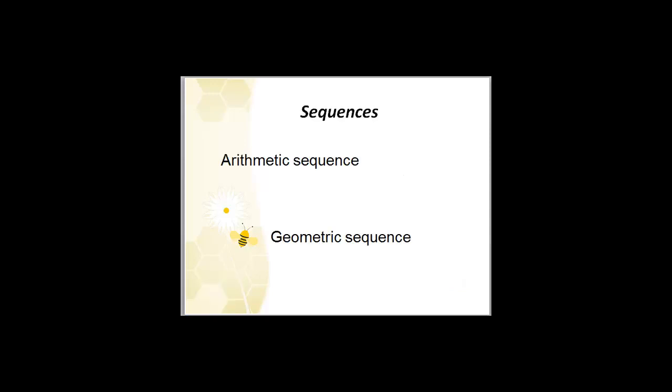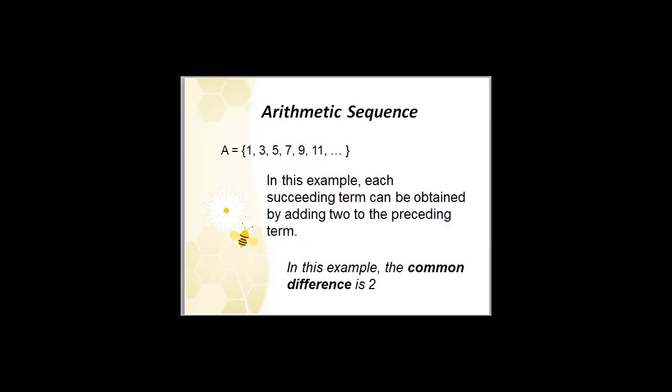Well, a particular type of pattern in which numbers, objects, letters, or geometric figures are in an ordered arrangement is called a sequence. Sequences are classified according to the methods used to determine subsequent terms. There are two common types of sequences. They are the arithmetic sequences and geometric sequences. The sequence 1, 3, 5, 7, 9, 11. This is an example of an arithmetic sequence.